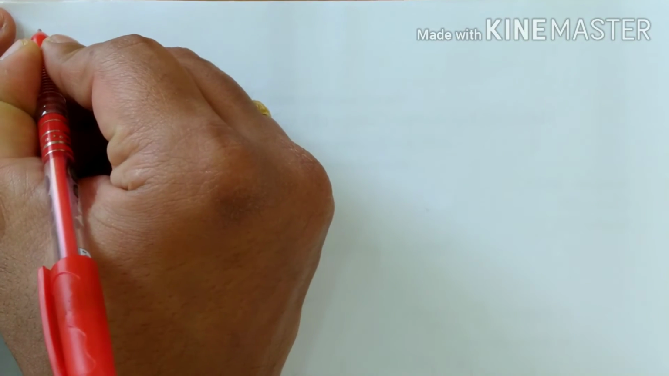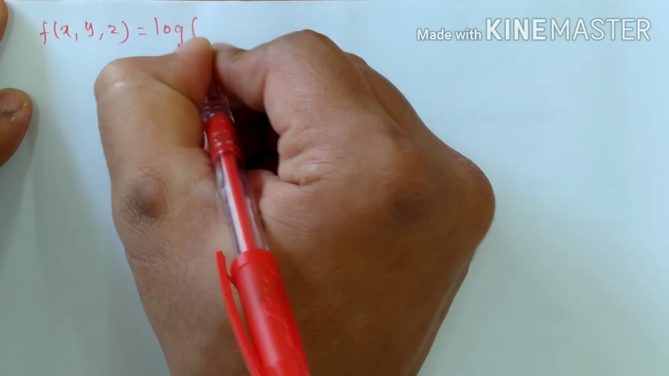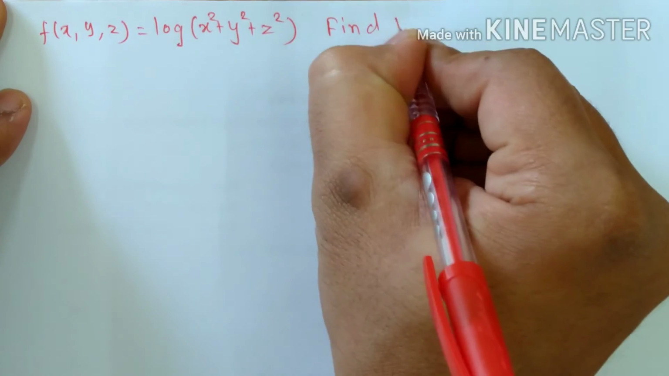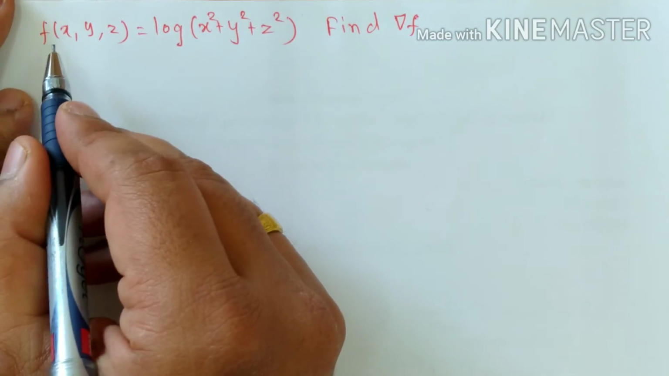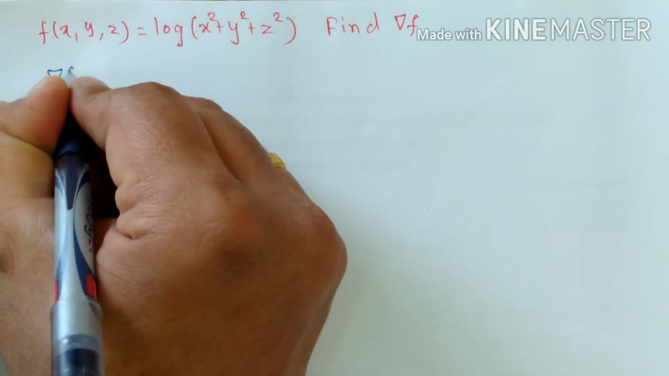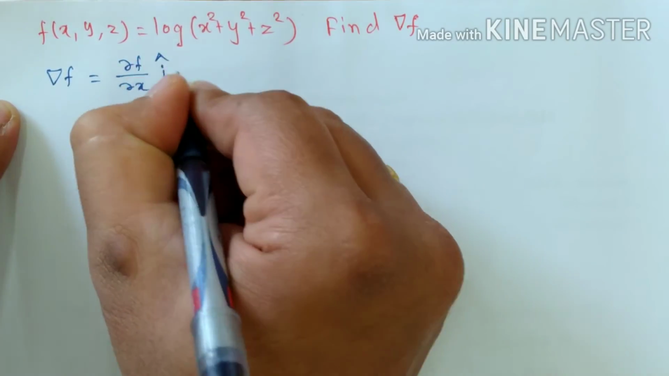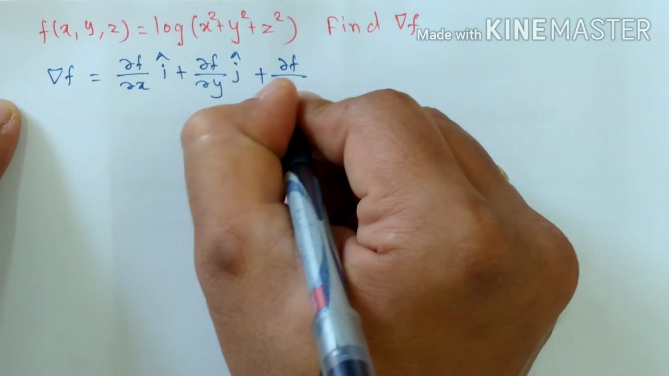We will do one more simple example to understand it very clearly. Now I am giving some other function, say f of x comma y comma z is equal to log of x square plus y square plus z square. Find the gradient of f. Now here the symbol is changed. In the previous example we took phi, here I am taking f. Now what is the gradient of f? That is del f. It is del f by del x into i cap plus del f by del y into j cap plus del f by del z into k cap.